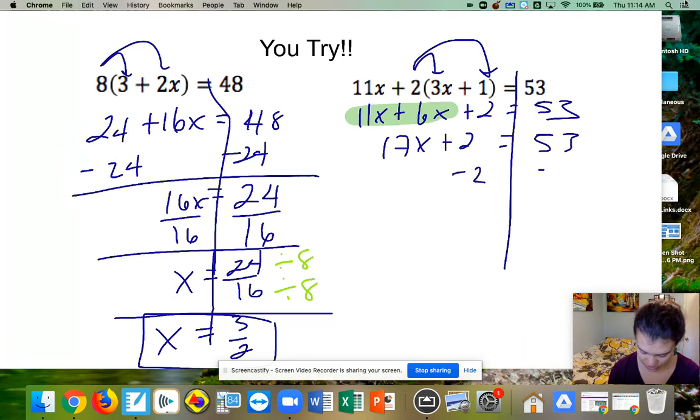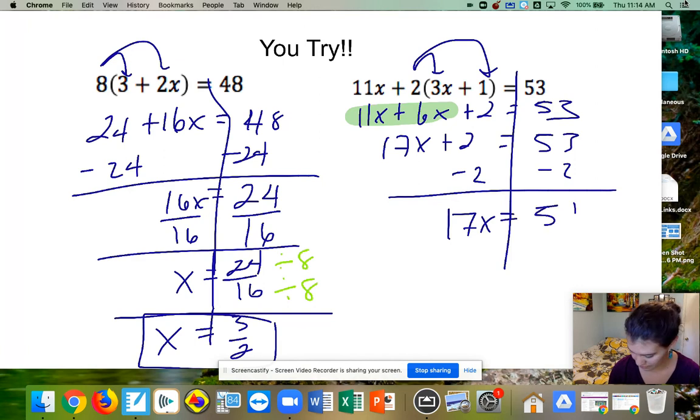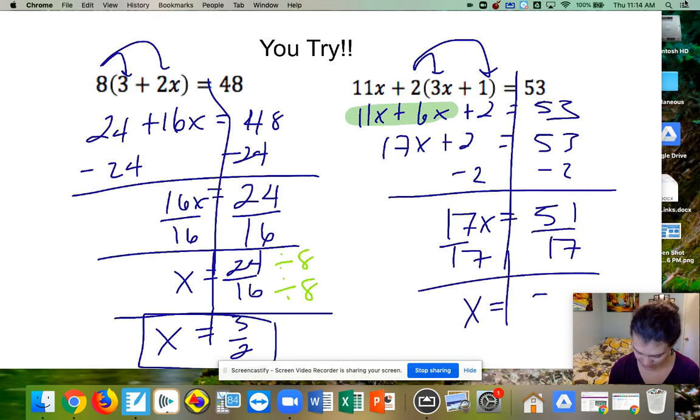Now subtract your 2. 17x is then going to equal 51. Divide by 17 on both sides. And x equals 3.